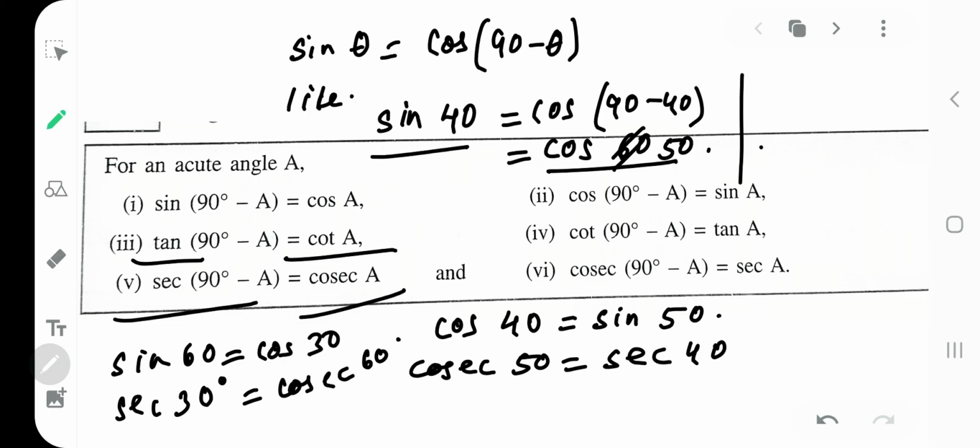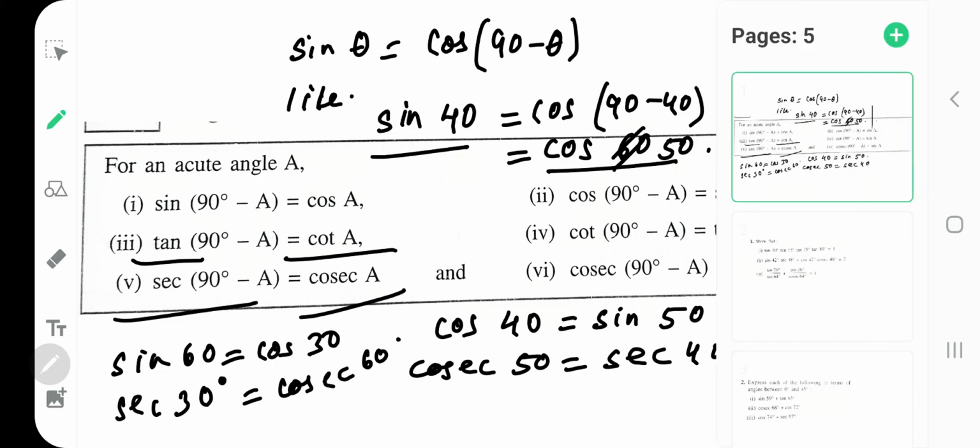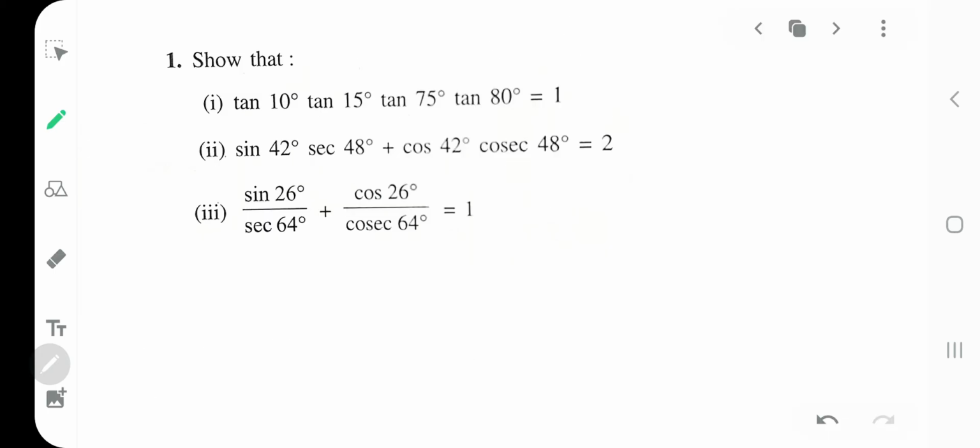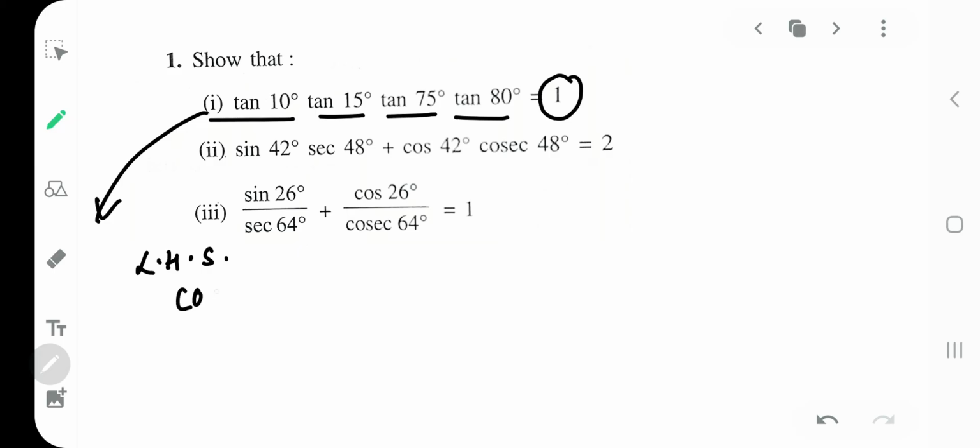Now let's start with the exercise. In that we have problem number 1, which says tan 10, tan 15, tan 75, tan 80, show that it is equal to 1. That means you have to solve the left hand side and your answer should be 1. Clear? For tan 10, can I write cot 80?